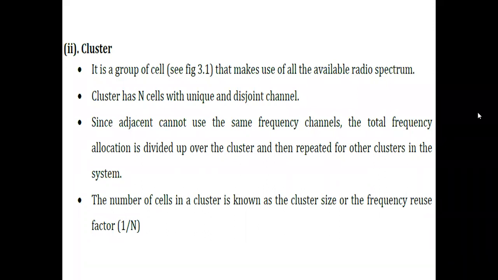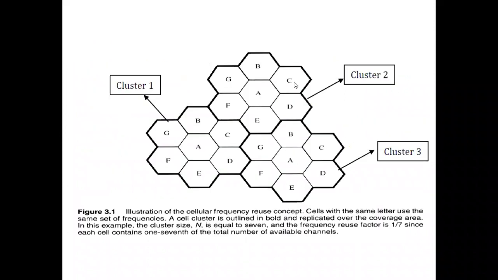Further, I will show you the clusters. You can see A, B, C. If I designate the cells in alphabet form, A, B, C, D, E, F, G, this is cluster number 2. This is cluster number 1. Again using A, B, C, D, E, F, G, the same A, B, C, D, E, F, G, this is cluster 3. So a group of cells is known as your cluster.